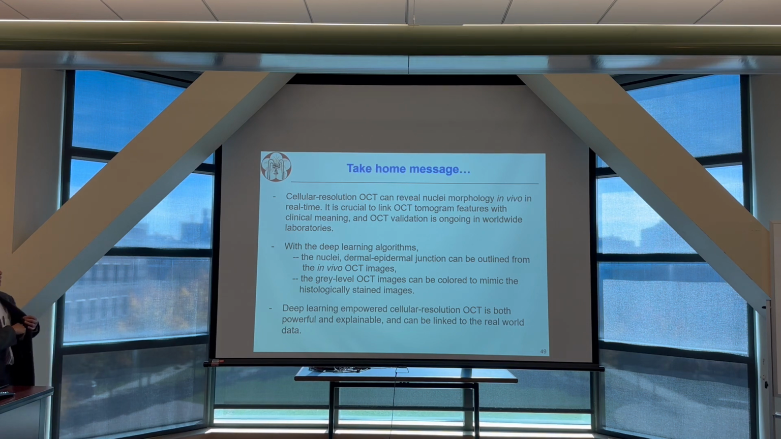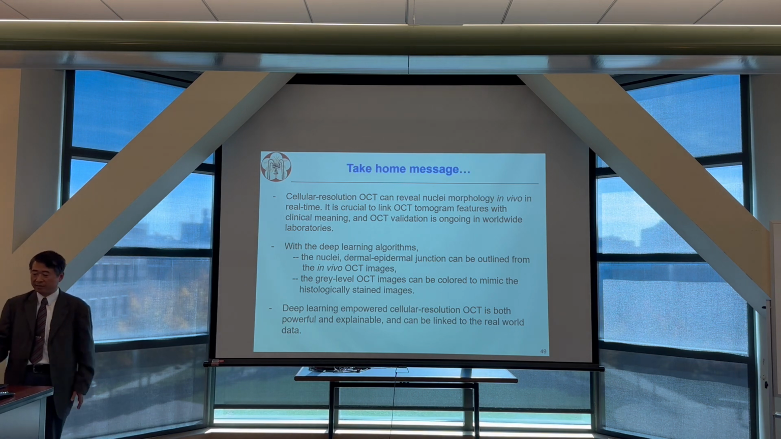Yeah, okay. So I hope that I can show you that with the serial resolution OCT, you can reveal the nuclei morphology and some layer structure in real time, and also using the deep learning algorithm, you can segment out the very important features, and also you can translate the gray level OCT into the colorful super color stain imaging. And I think for the deep learning algorithm, this serial resolution OCT is really explainable, and it can be linked to other imaging for diagnosis.